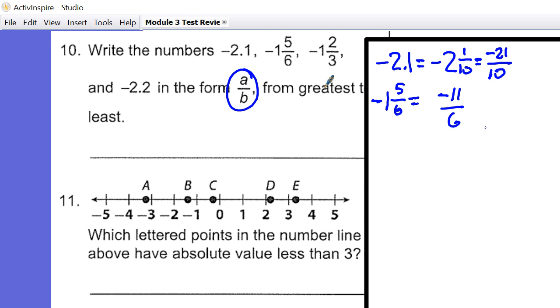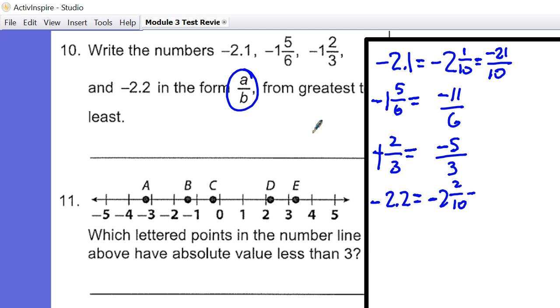My next one is negative 1 and 2/3, which is 1 times 3 is 3, plus 2 is 5, so it's negative 5 over 3. My last one is negative 2.2. That's the same as negative 2 and 2/10, which is 2 times 10 is 20, plus 2 is 22. So it's going to be negative 22 over 10.